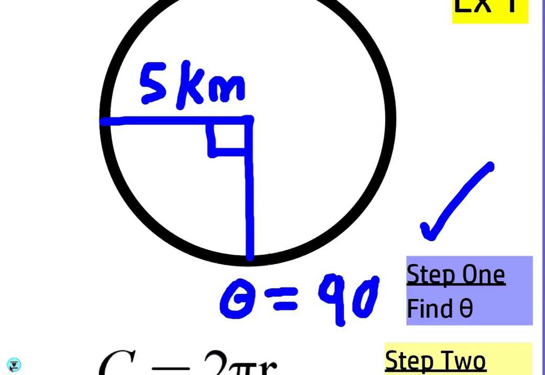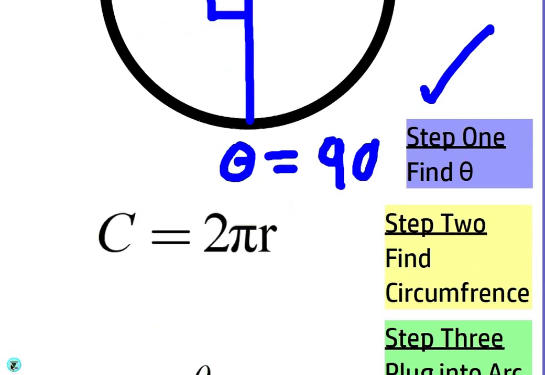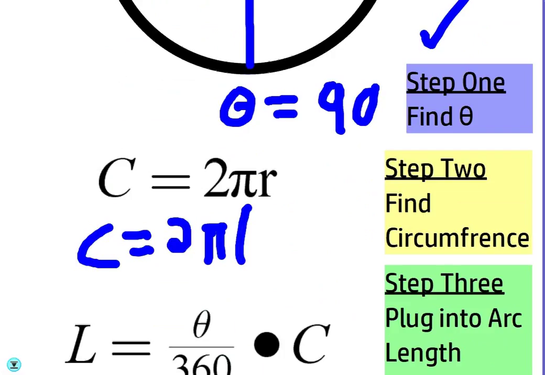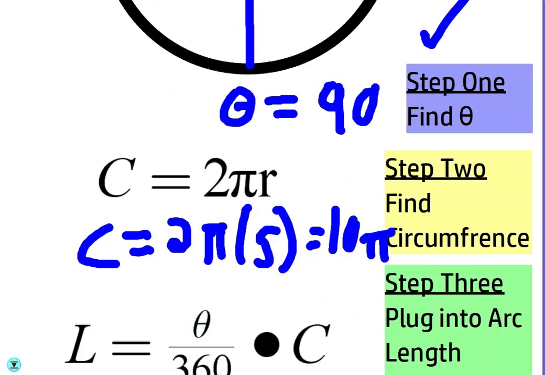The next step is to find the circumference. Now it's 2 pi r. In this case, the radius is 5. I'm going to plug in 5 for the radius. And that's going to give me 10 pi. That's step 2.